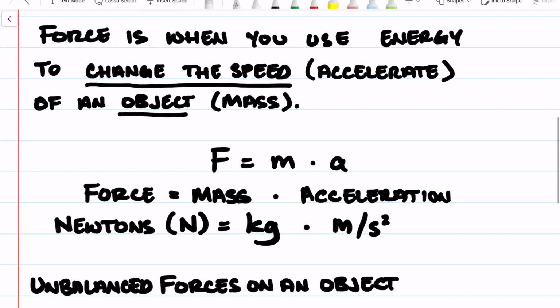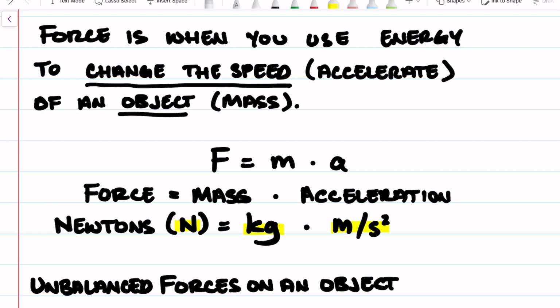This formula will be very useful for us. So it's good that you note this and that you know what it all means. And we'll talk more about it tomorrow. But right now, these are the units that we use. So whenever we are calculating these, we have to use these same units.